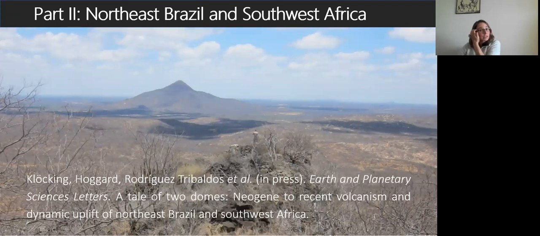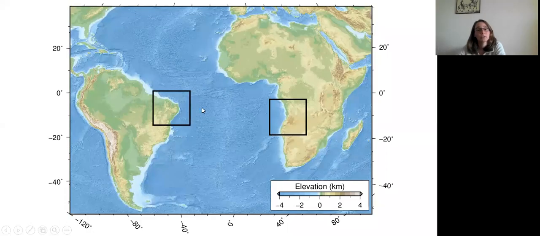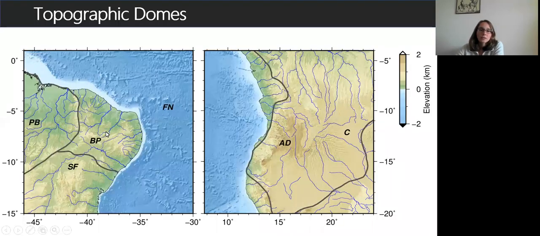And the picture here is a volcanic neck in the Borborema Plateau in northeast Brazil. So we're looking at two domes, one in northeast Brazil, one in Angola in Southwest Africa. If we zoom in, you can see the high elevations of the Borborema Plateau on the left and the Angolan dome on the right. And both of these sit about a kilometer above the surrounding landscape.